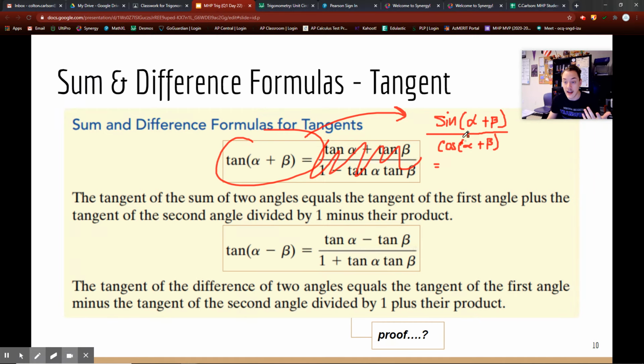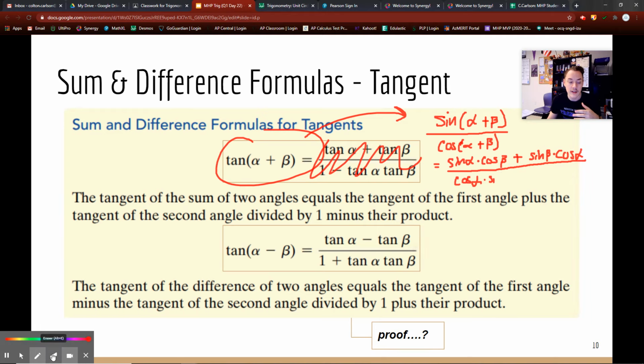So sine of alpha plus beta is going to be sine of alpha times cosine of beta, plus sine of beta times cosine of alpha. And that's my numerator. The denominator here is going to be cosine of alpha times cosine of beta, and then minus sine of alpha times sine of beta.